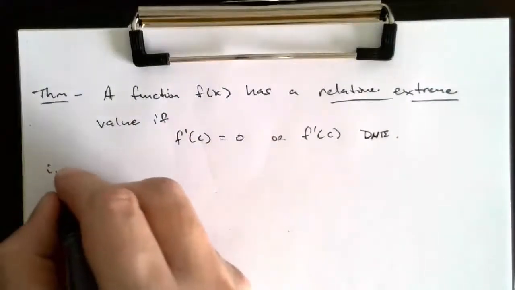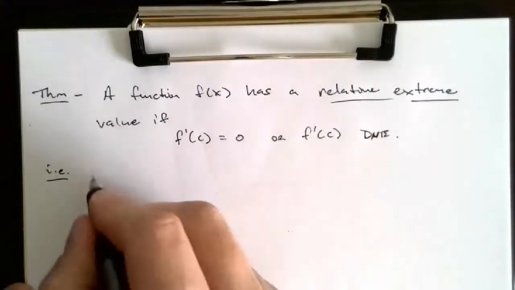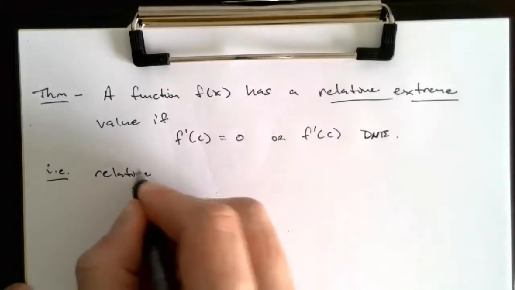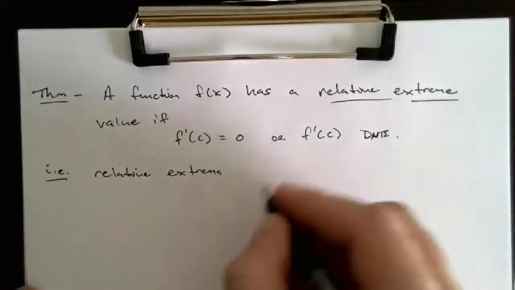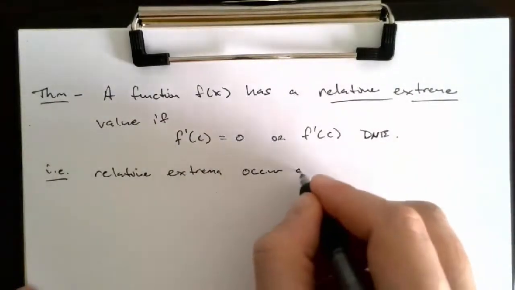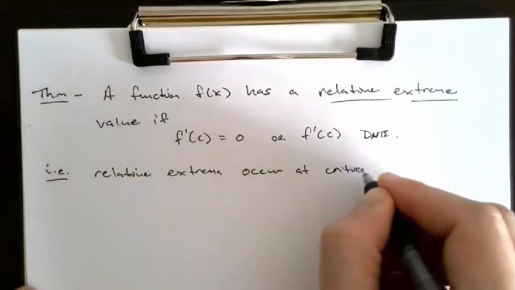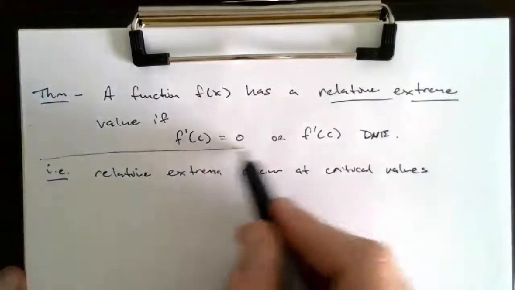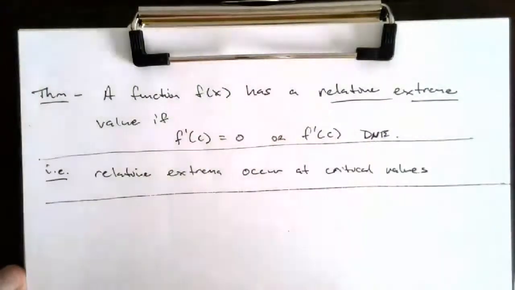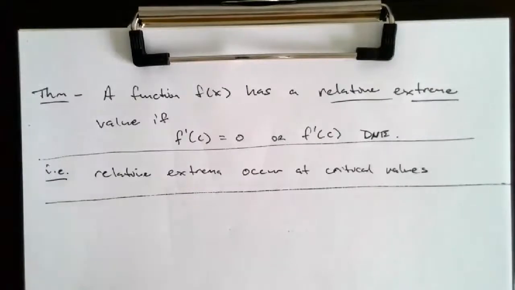So just making it clear, i.e., relative extrema, meaning relative maximums or relative minimums, relative extrema occur at critical values, right? That's what this really is saying. Now, it doesn't mean that if you have a critical value, you automatically have a relative extrema. You have to test to see if that's true. But these are the locations where they would occur if they exist, these relative extrema. They only occur at the critical value. You're not going to find relative extrema at other places.